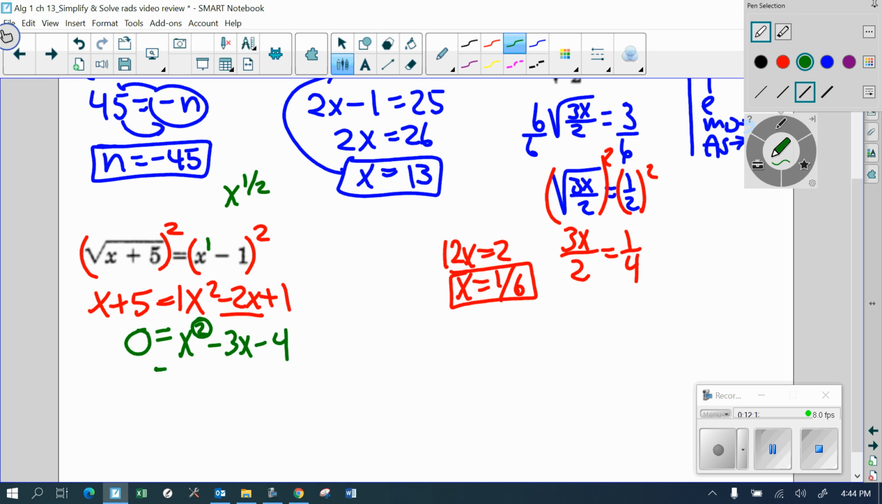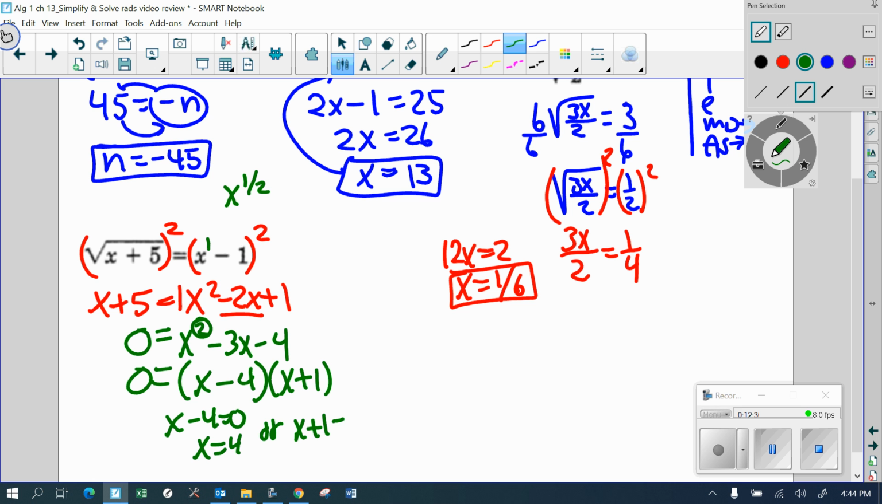So let's go ahead and factor that. It's nice, easy Algebra 1 factoring, x minus 4 and x plus 1. Okay, set equal to 0. And set each factor equal to 0. x minus 4 equals 0, so x equals 4. Or x plus 1 equals 0 and x equals negative 1. Okay, so there's my two potential answers. Now I have to check them because there's a good chance only one of them is going to work.